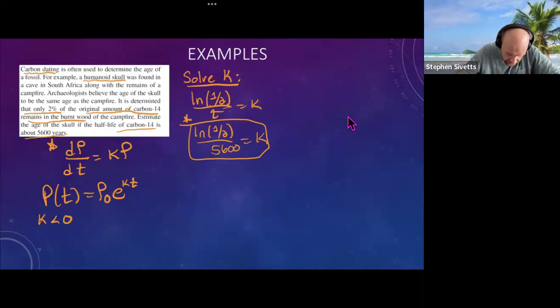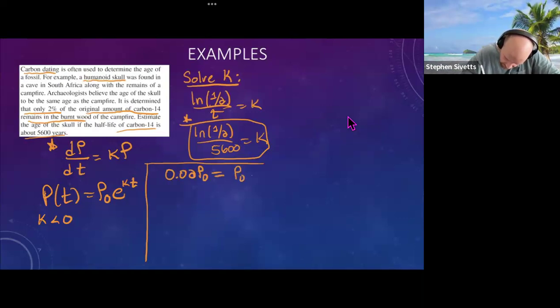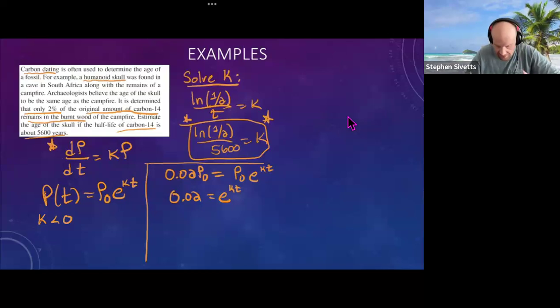So now we know also that 2% of the original amount of carbon-14 remains in the burnt wood of the campfire. So that means we know that 0.02 times P0 has to equal P0 times e to the KT, right? And so that means 0.02 equals e to the KT. We already know that K is equal to this quantity. So all we have to do is solve for T. T is the age of the artifact, and that is what we would get.